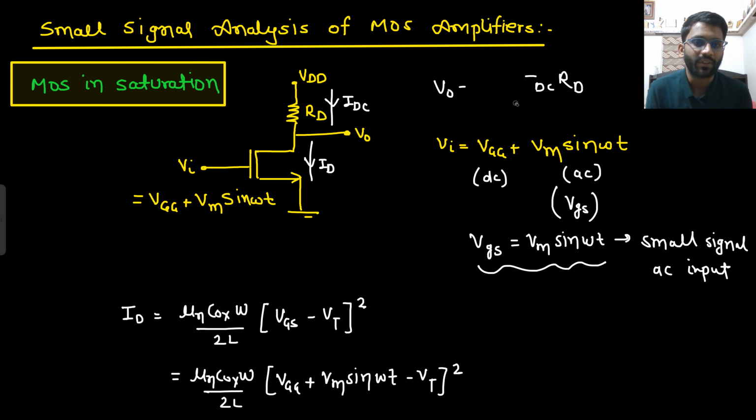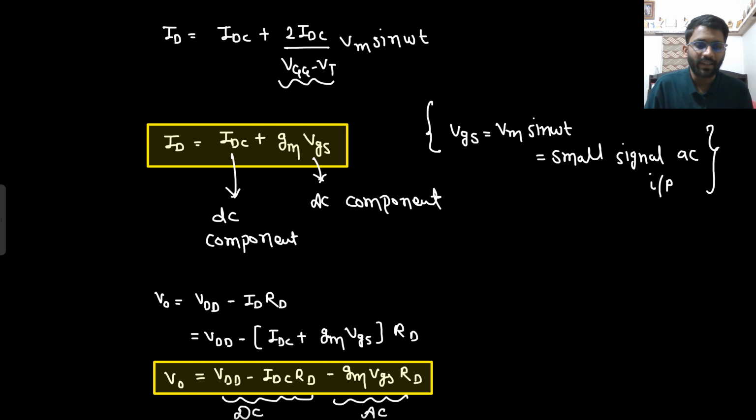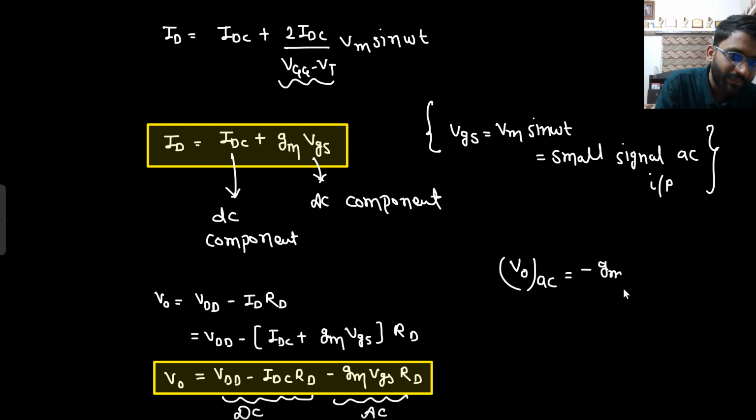And what is my AC output? Here I have applied both signals, DC and AC. What is my AC output? My AC output is coming out to be minus gm vgs RD. V naught AC is minus gm vgs RD. And what is my ID AC? ID AC is gm vgs.